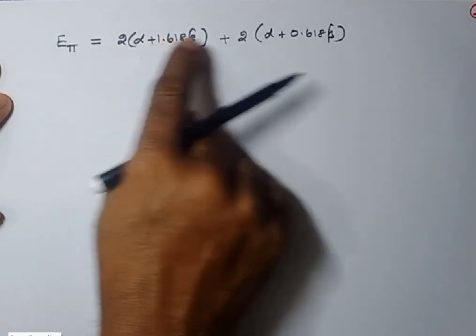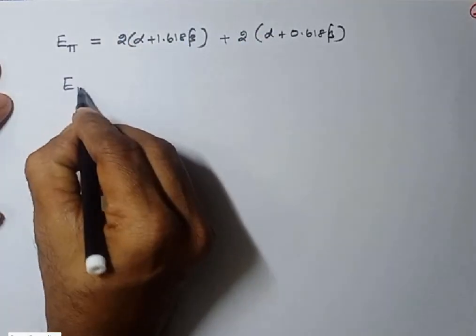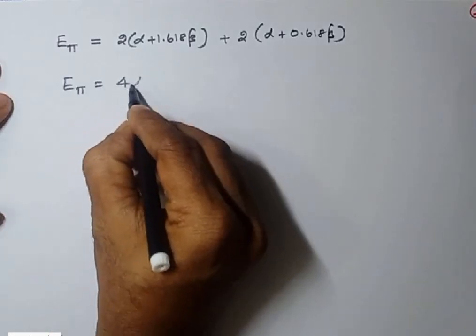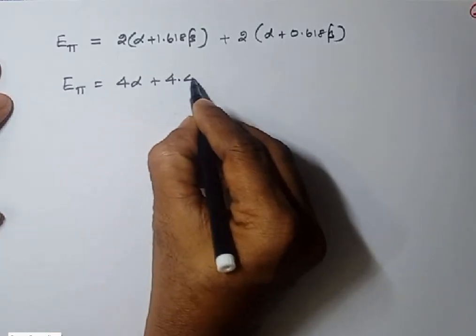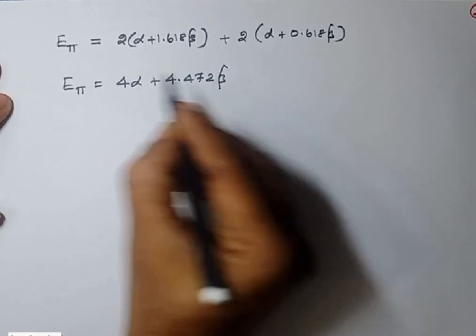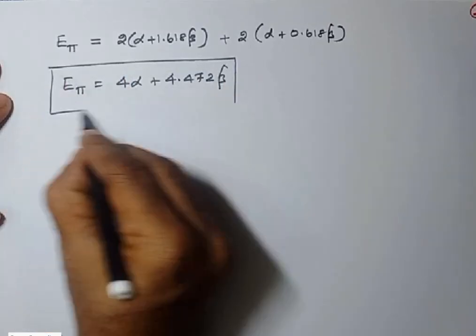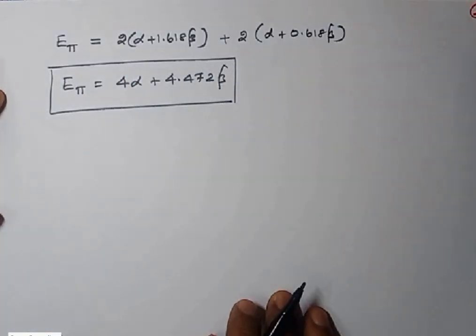Multiply this by 2, this by 2. If we add them, you will get 4 alpha plus 4.472 beta. This is the pi electronic energy of 1,3-butadiene. Okay, take note.